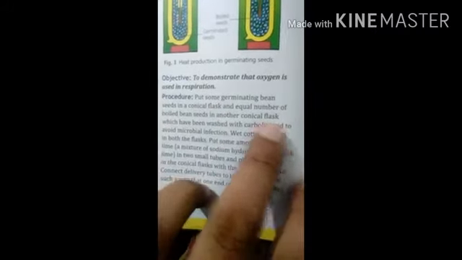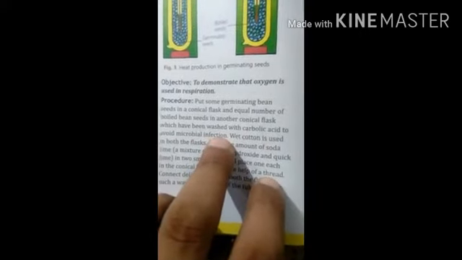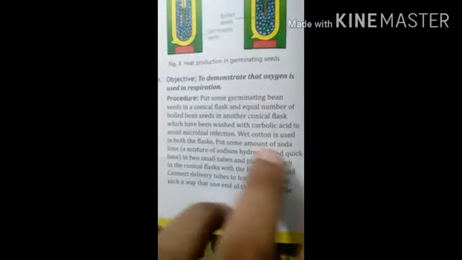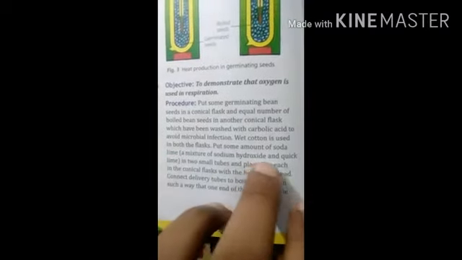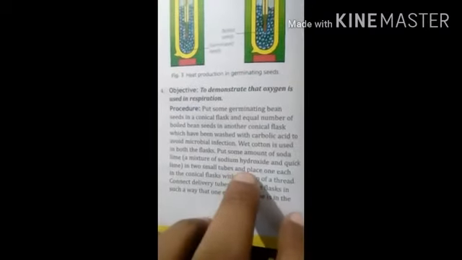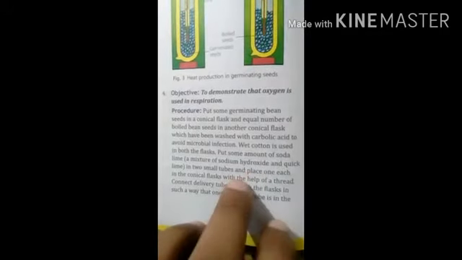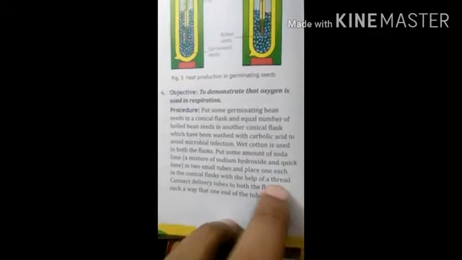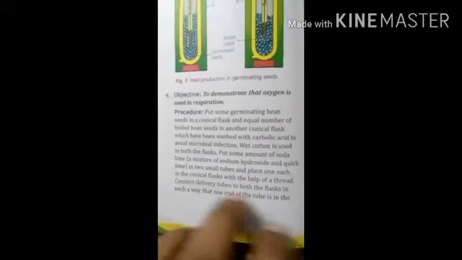Next, the fourth one. To demonstrate that oxygen is used in respiration, put some germinating bean seeds in a conical flask and an equal number of boiled bean seeds in another flask, which have been washed with carbolic acid to avoid microbial infection. Wet cotton is used in both the flasks. Put some soda lime, a mixture of sodium hydroxide and quicklime, in two small test tubes and place one each in the conical flasks with the help of thread. Connect the delivery tube to both the flasks in such a way that one end of the tube is in the flask and the other is in the water in a beaker, as shown in figure 4.